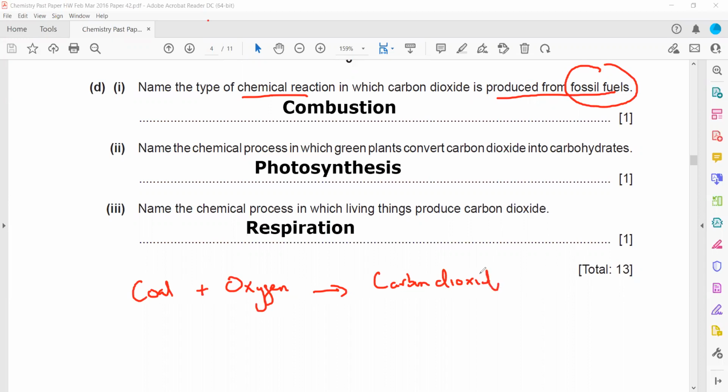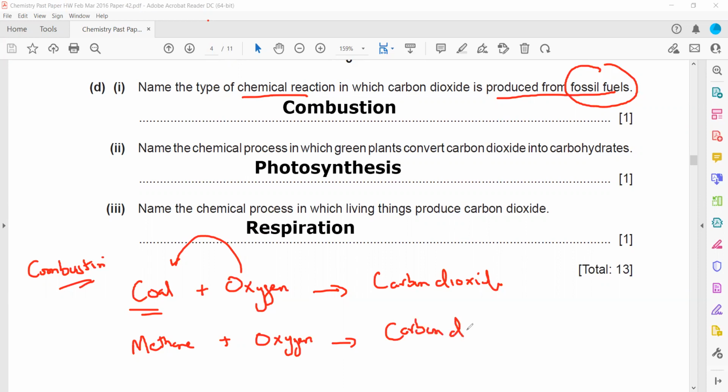If we have methane, methane is a hydrocarbon. So when we burn methane, as a result, it will produce carbon dioxide plus water. Whenever we use oxygen to burn something, what do we call that? We call that combustion. So both reactions refer to combustion. And coal, methane, crude oil, or petrol, these are all fossil fuels. So we burn fossil fuel and it produces carbon dioxide. That's why we call it combustion.